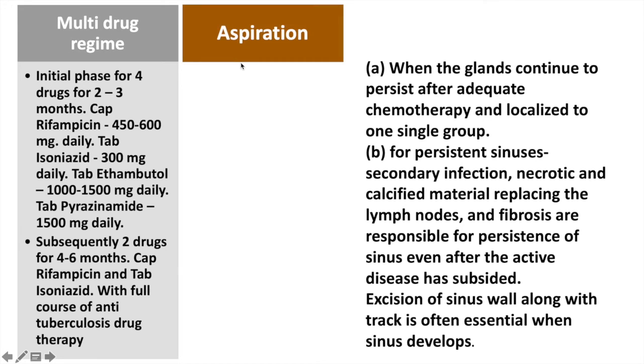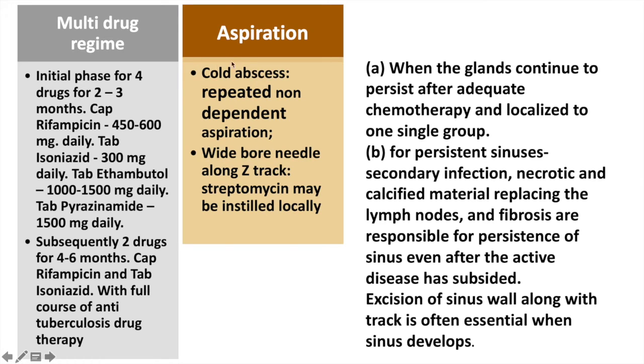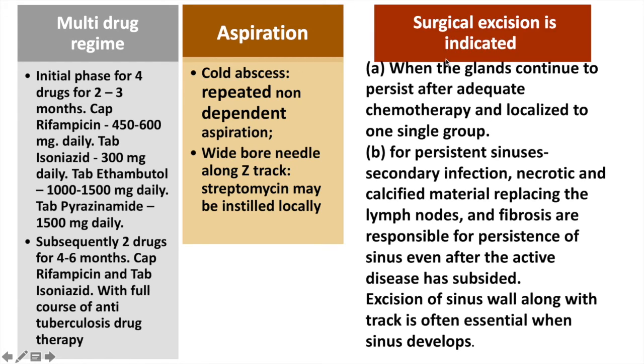Apart from that, in the surgical approach, in the case of a cold abscess, we perform repeated non-dependent aspiration. Aspiration from the non-dependent area of the abscess with a wide pore needle along a Z-track is used to prevent the formation of a sinus. Finally, surgical excision is indicated if the glands continue to persist after adequate chemotherapy. And in the case of development of a sinus, excision of the sinus wall along with the sinus tract may be indicated.